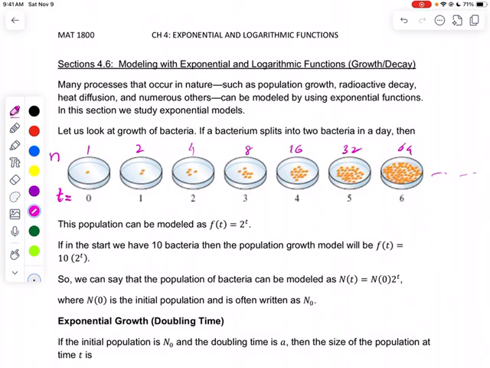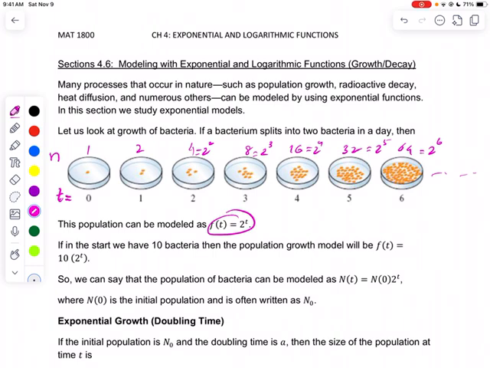Okay, so this population we can model by the function f of t equal to 2 to the t. Why? Because if you note these numbers, they are all powers of 2. 4 is 2 squared, 8 is 2 cubed, 16 is 2 to the 4th, 32 is 2 to the 5th, this is 2 to the 6th. So what will be the next one? 2 to the 7th, and so on.